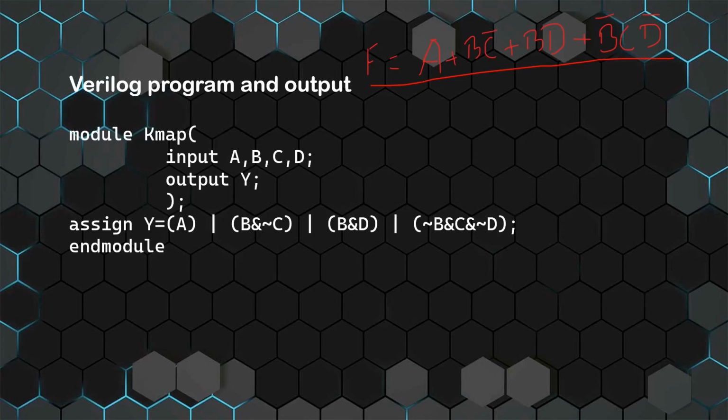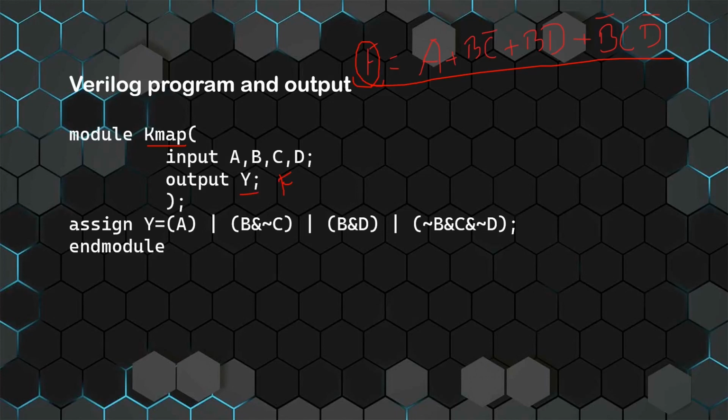We can write the Verilog program. Here it is data flow K-map. This module can be given any name. Here inputs are A, B, C, D. Output is Y, or you can also write it as F, as we given here it as F.